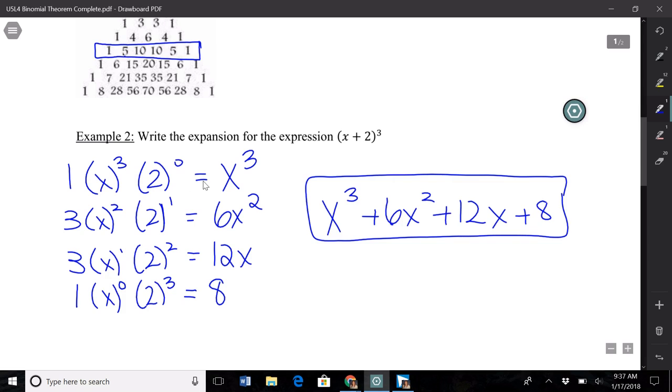Our next step is we actually do the calculations. So this first term becomes x cubed. 2 to the first is 2, times 3 is 6, so this is 6x squared. 2 squared is 4, times 3 is 12. 2 cubed is 8. And then we write it out as a polynomial.